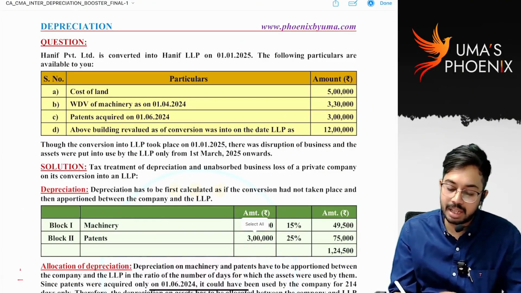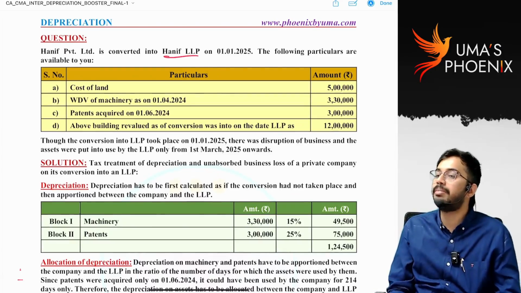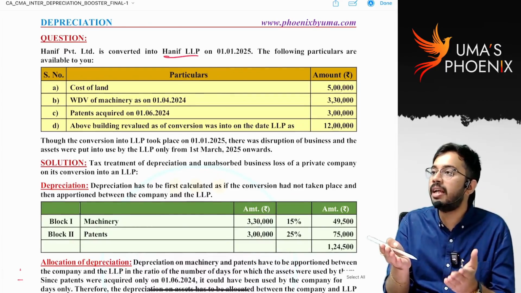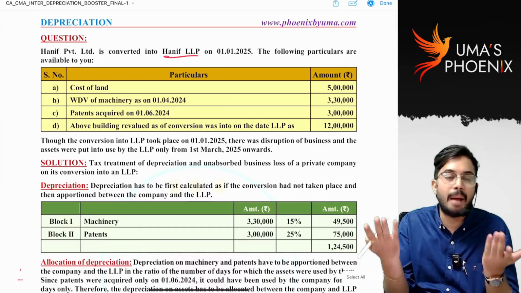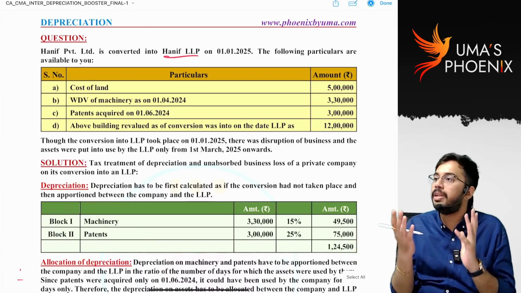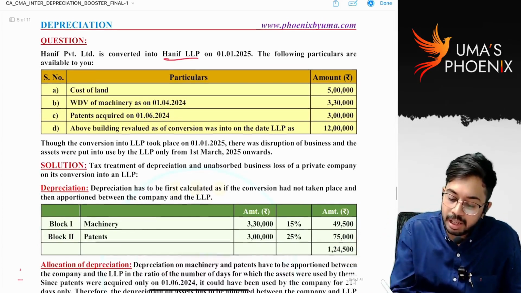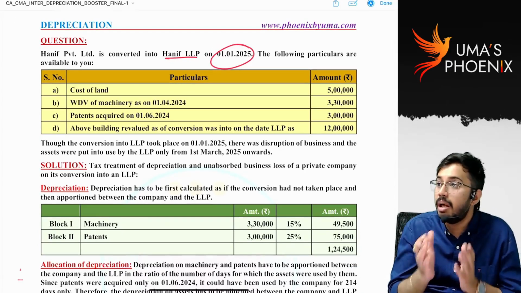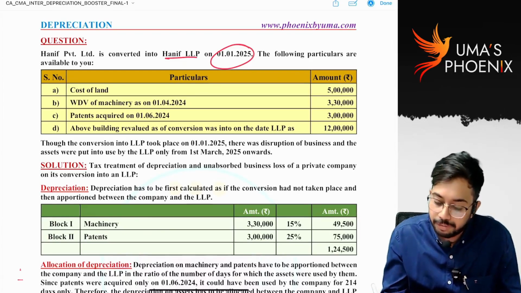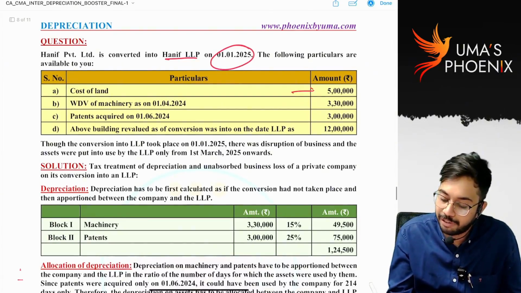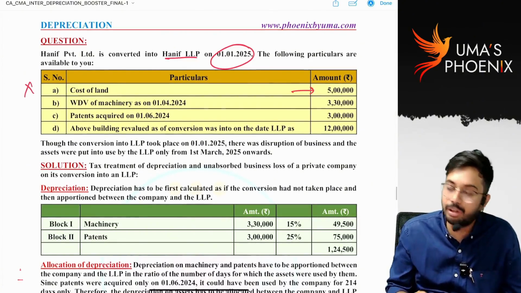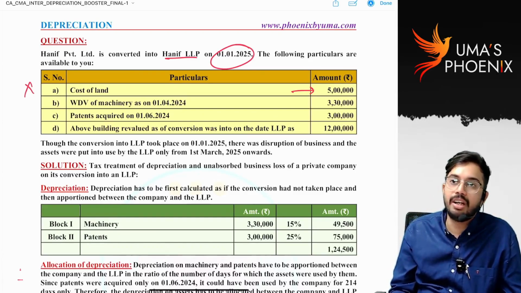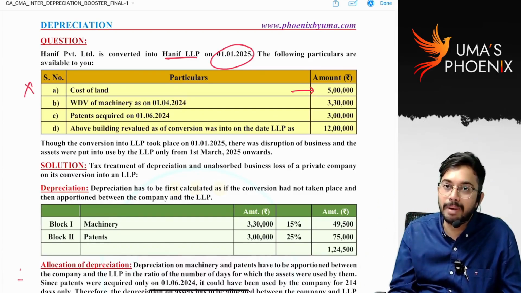Hanif Private Limited is converted into Hanif LLP. So a private limited company is getting converted into LLP. If that conversion happens either at the beginning of the year or at the end of the year, no problem at all. We will calculate depreciation for only one person. But here it is happening on 1st January 2025. That means conversion is happening in the middle of the year, correct? The following particulars are available to you. Cost of land: whether land is a depreciable asset? No, you should not calculate depreciation on cost of land. If anyone calculates, he is a person of unsound mind, correct?